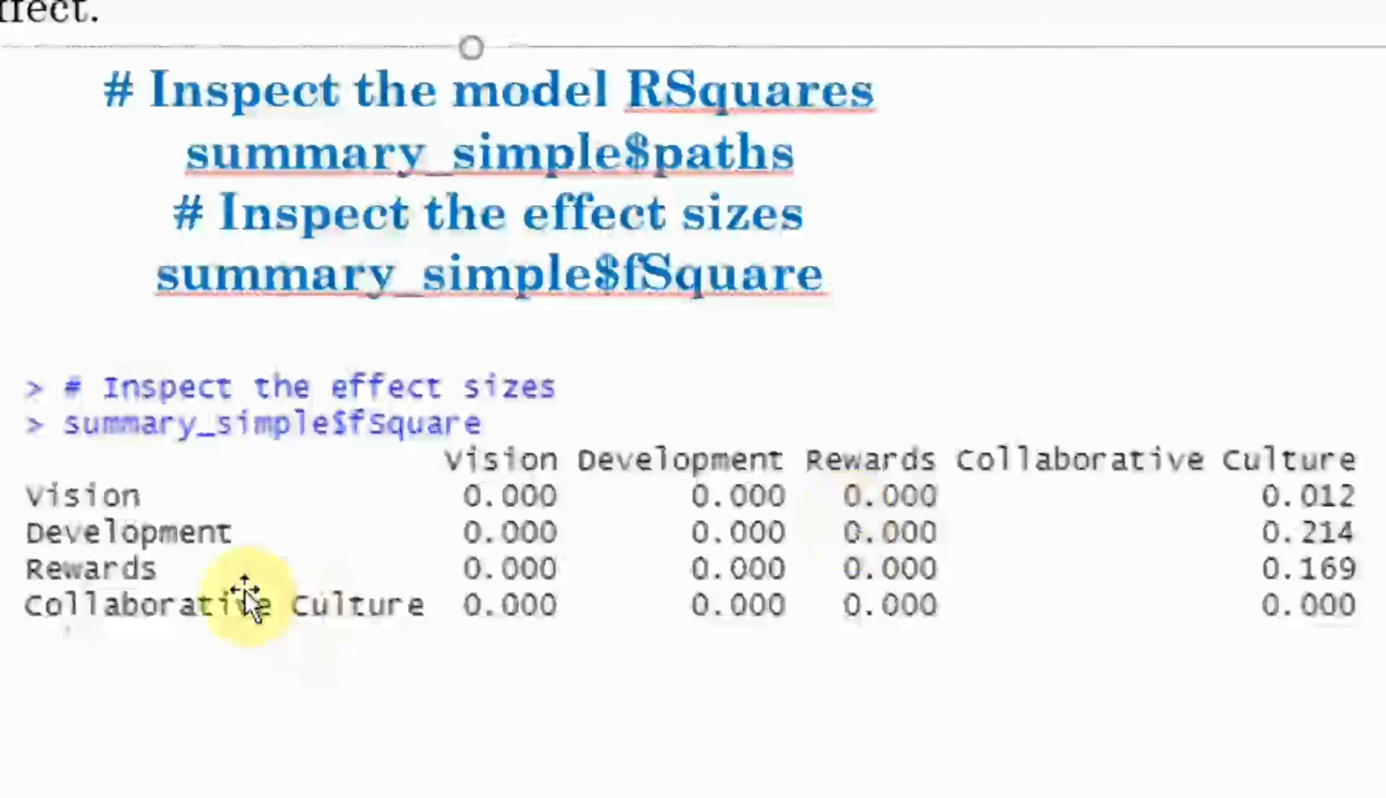This is what we mean by R-square and F-square, and this is how they are interpreted.